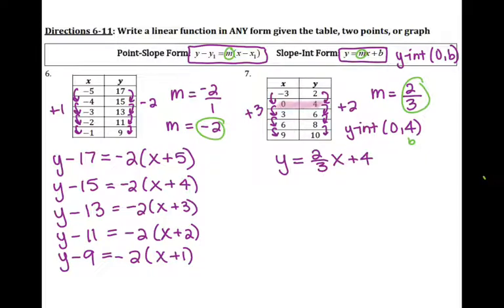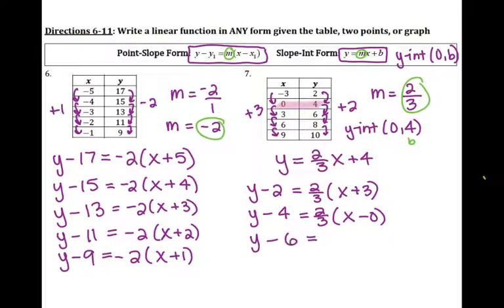If you want to see all the equations in point-slope form, I'm going to do y minus my y. This is my first point. 2/3 x minus -3. I'm going to do y minus 4 equals 2/3 x minus 0.